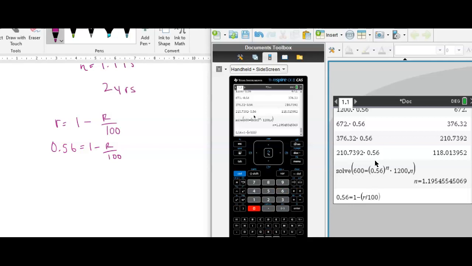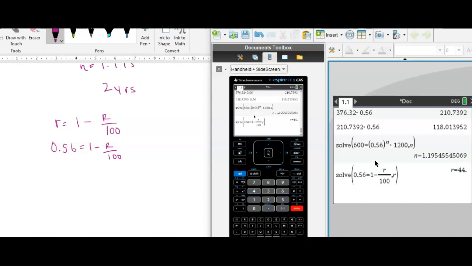Just a shame that they always use the same. Oops, I didn't say solve. They always use the same letters, which is sometimes annoying. Comma R. Okay, so 44%.